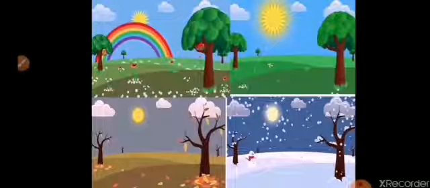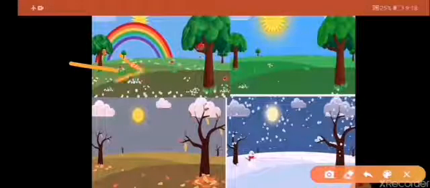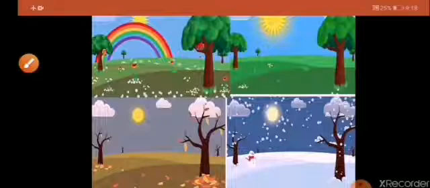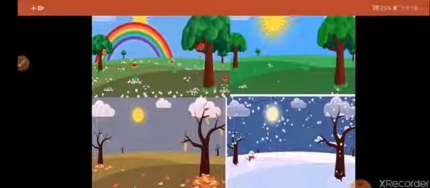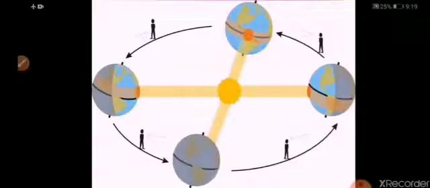Now, we said before that the Earth is tilted and also moves around the Sun. Why is this important? As the Earth moves around the Sun, it makes changes in the seasons. As we know, we have 4 seasons. Number 1, spring, number 2, summer, number 3, fall, and number 4 is the winter season. Now, let's understand how the seasons change.